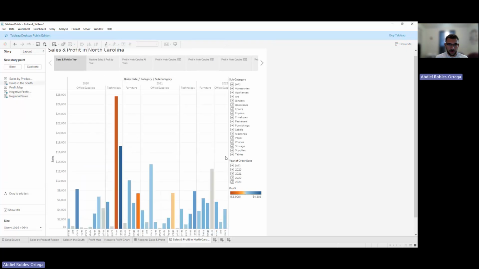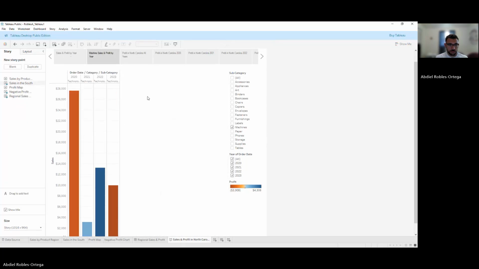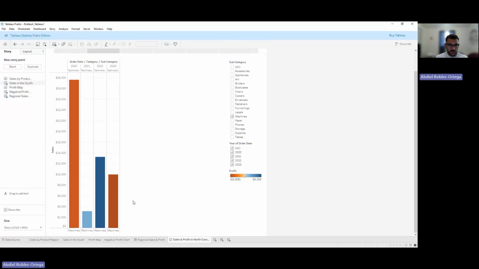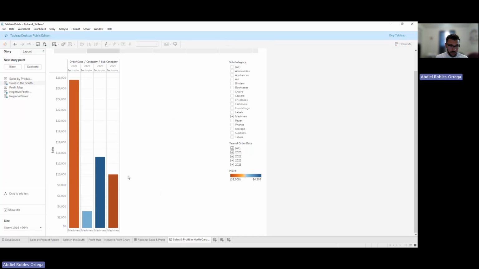we can see the sales and profit by year. Here we see the machines each year and their sales and profits. In 2020, we can see the highest amount of negative profit. We can see that in 2022, profit increased. However, in the next year, we can see how profits again have reached a negative level.